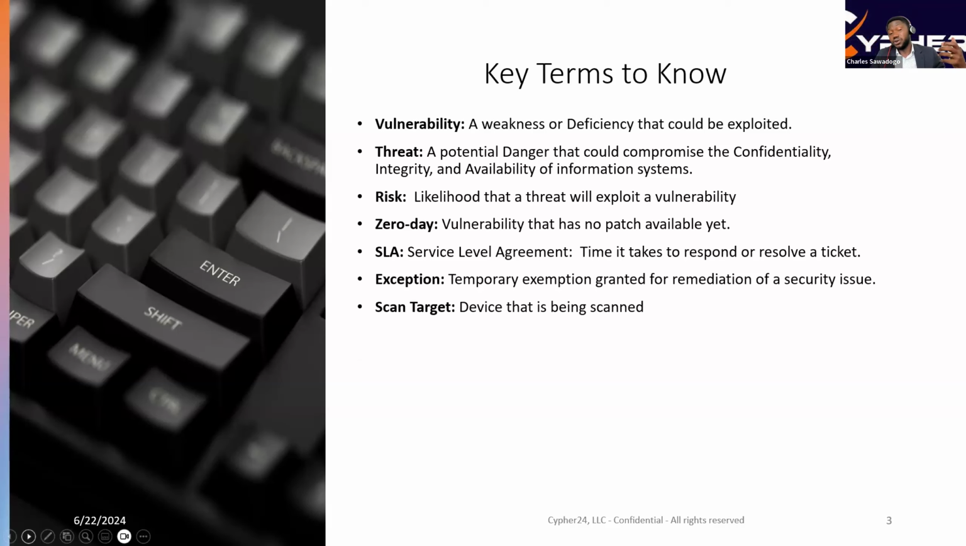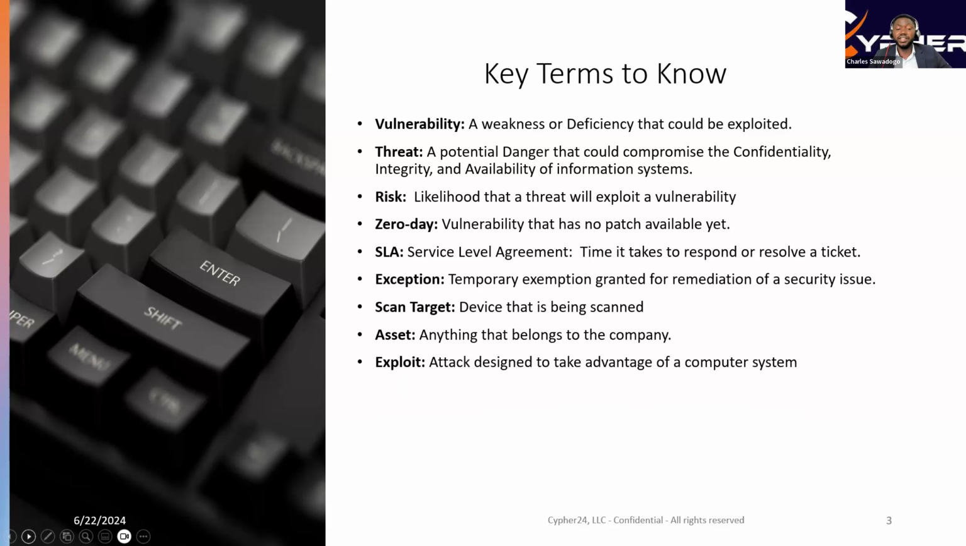That's all. So when we are talking about a scan target, we are talking about a server. It could be a network device. It could be a computer. It could be anything that is being scanned. All right. Scan target is the device that is being scanned. An asset is anything that belongs to the company. It could be a computer. It could be anything. An exploit is an attack that is designed to take advantage of a computer system.